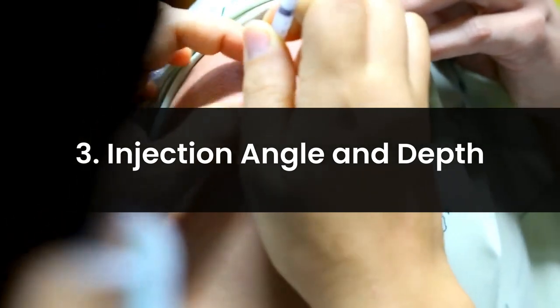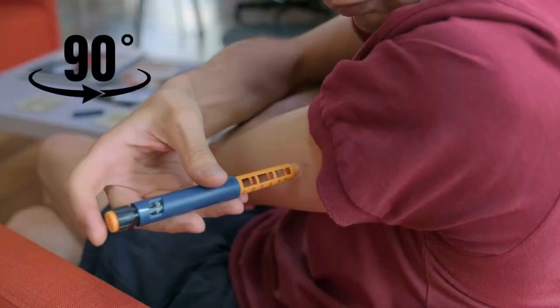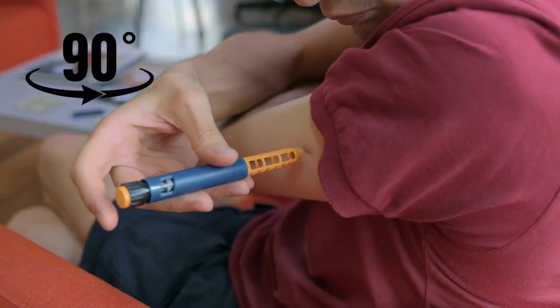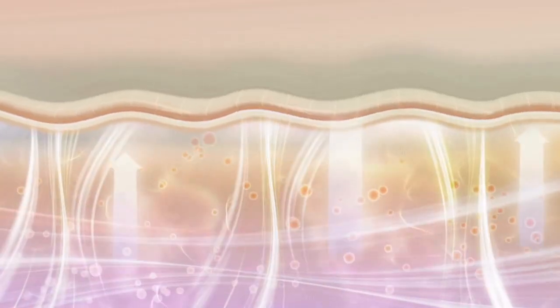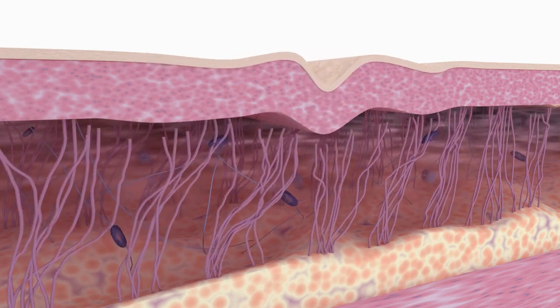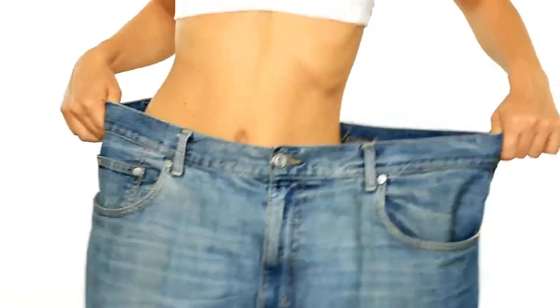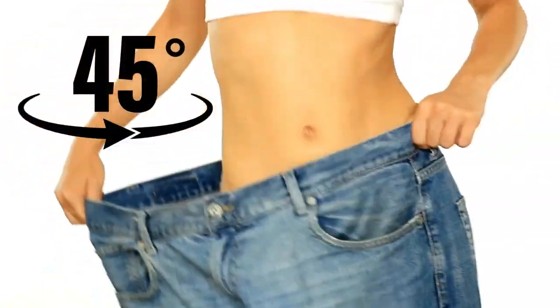Number 3. Injection angle and depth. The angle at which insulin is injected determines how deeply it penetrates the skin and reaches the subcutaneous tissue beneath. Generally, insulin injections are administered at a 90-degree angle, perpendicular to the skin surface. This angle allows for optimal delivery of insulin into the fatty layer beneath the skin, facilitating its absorption into the bloodstream. However, for people with reduced subcutaneous fat, such as children or individuals with very lean body composition, a 45-degree angle may be more appropriate.